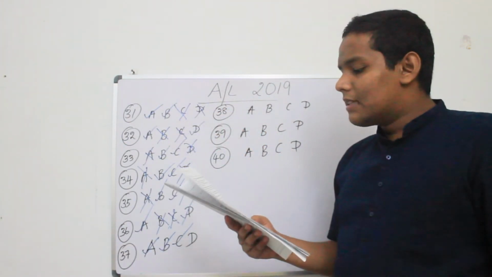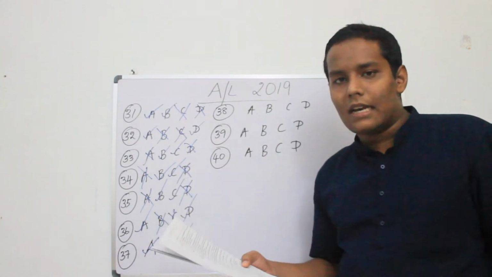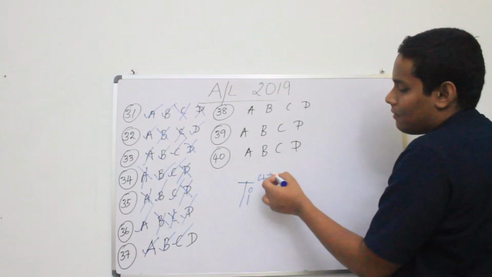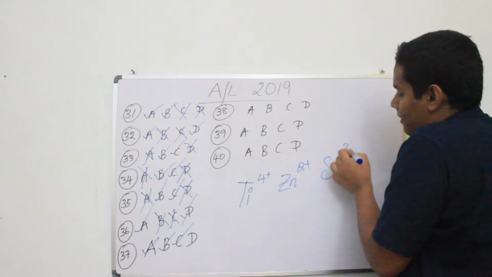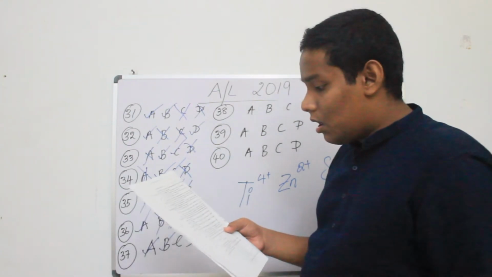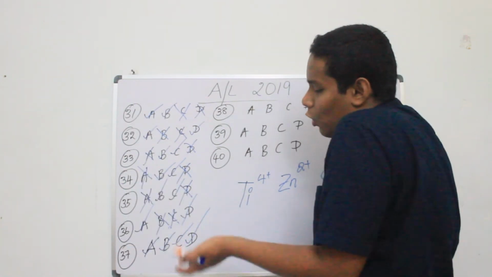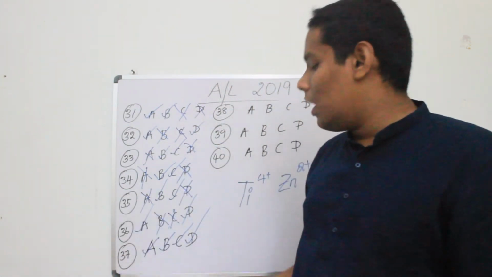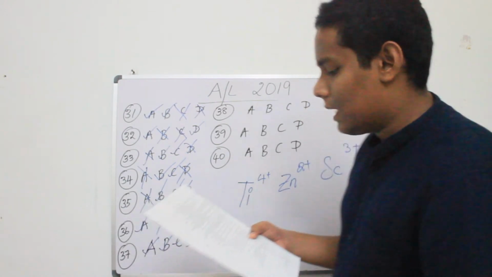D, the 3D block elements that form colorless compounds are titanium and zinc. Yes, titanium 4 plus is colorless and Zn2 plus is colorless. Scandium 3 plus is colorless. So the ones that form colorless compounds are titanium, zinc. That's correct. So 37, since all are correct, your answer will be the fifth one. 37, answer is answer number 5.